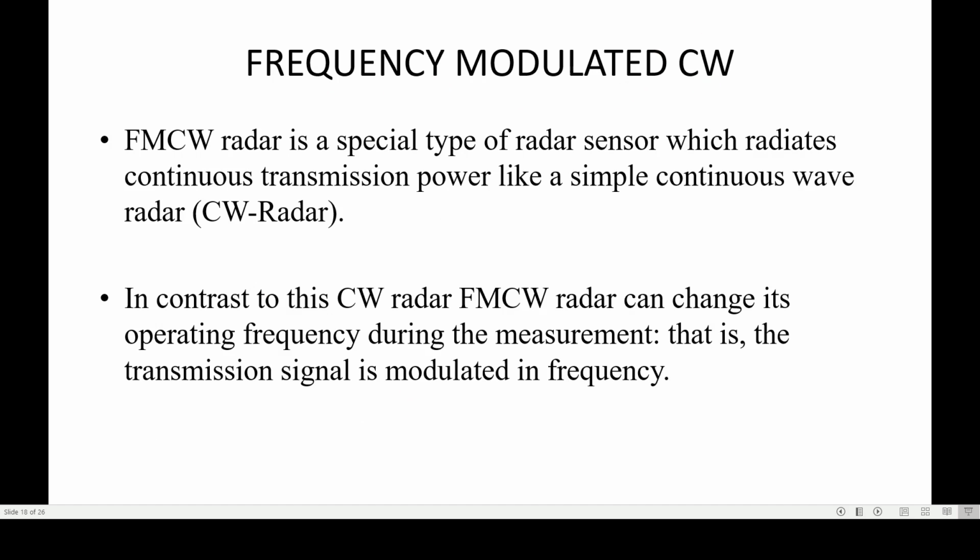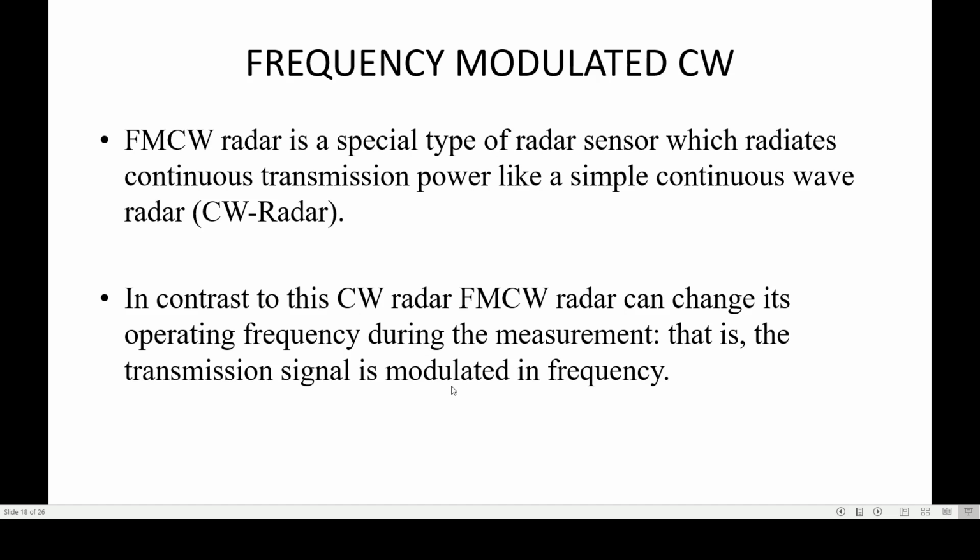Now we will move on to the frequency modulated continuous wave radar. See, frequency modulated continuous wave radar is a special type of radar sensor which radiates continuous transmission power like a simple continuous wave radar. Then, in contrast to the continuous wave radar, FMCW radar can change its operating frequency during the measurement. That is, the transmission signal is modulated in frequency.